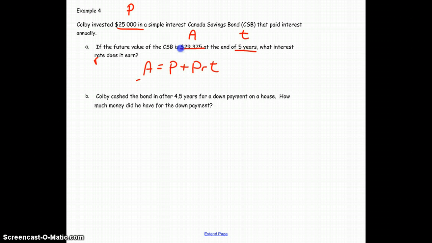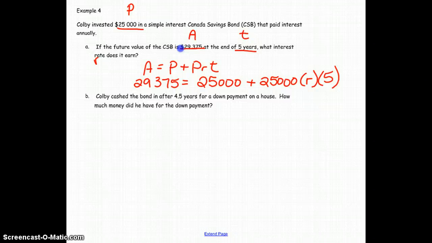So we have A is 29,375. P is 25,000 plus another 25,000 times your rate times your time, which is 5 years. So we need R by itself. What's the first thing we can do? Good, we're going to subtract the 25,000 to the other side. I'm just going to finish this down here. And we get 4,375 equals 25,000 times R times 5.